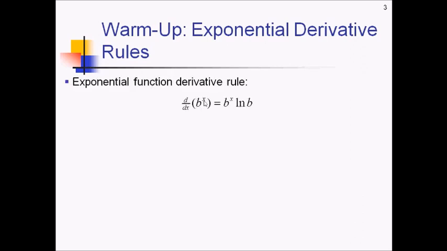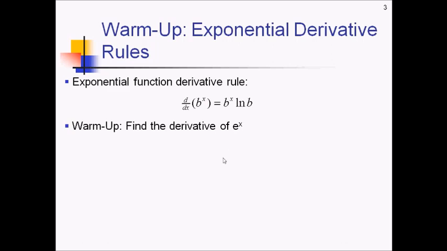If you have b to the x and you want the derivative of that, you just rewrite that exponential part times the ln of the base. So with this rule in mind, pause the video and take a sec to find the derivative of e to the x. All right, let's see how that went for you.